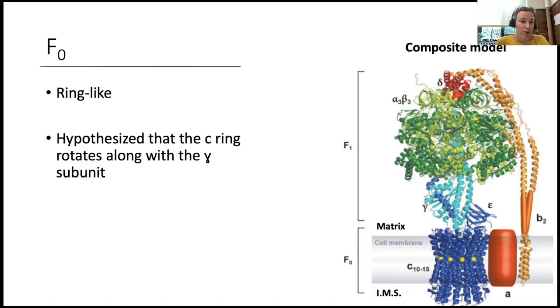So the F0 unit is here within the membrane, and it kind of looks like a ring, okay? We are going to focus in on two parts, the C ring and the A subunit.